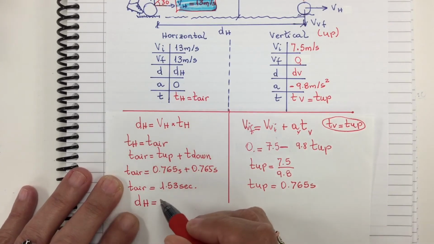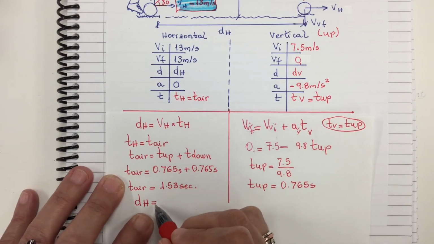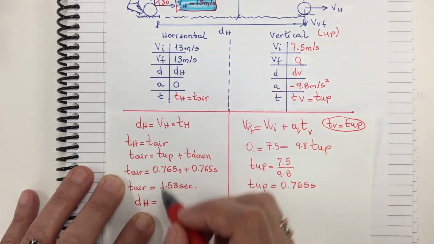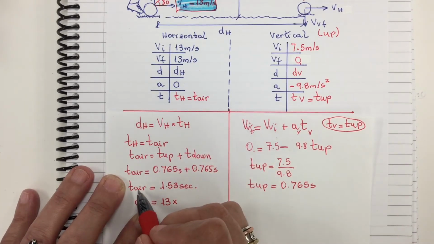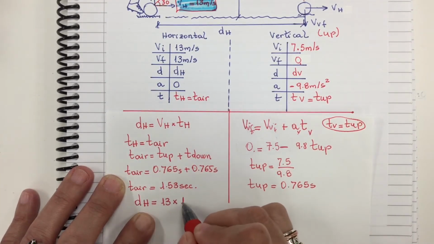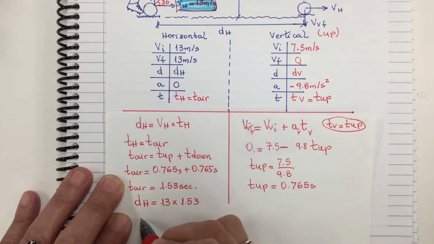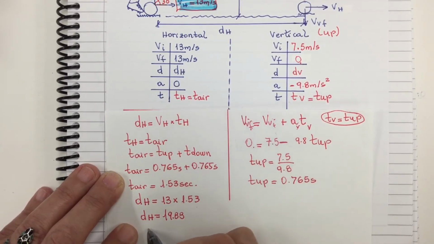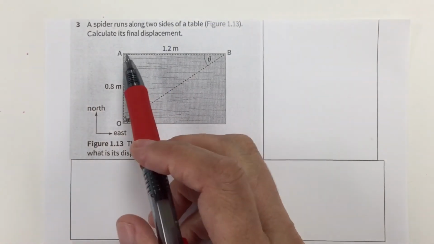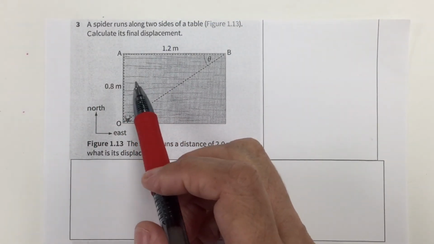Okay, so now to calculate how far the ball went, DH is VH, which is 13, times TH, which is the time in the air, 1.53. That is 19.88, and we can round to 20 meters. That's the final answer.